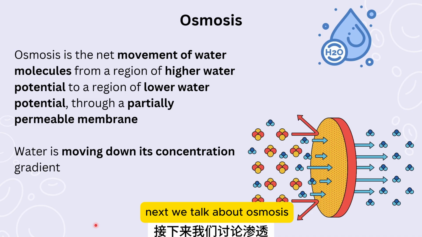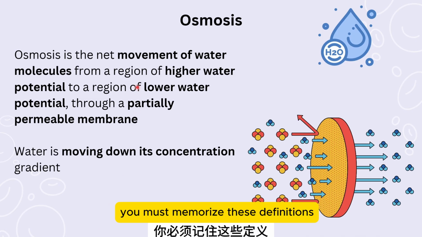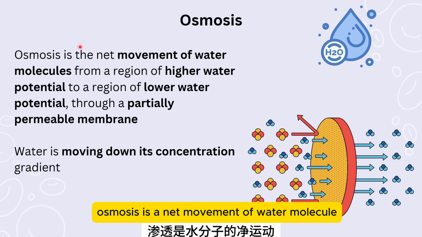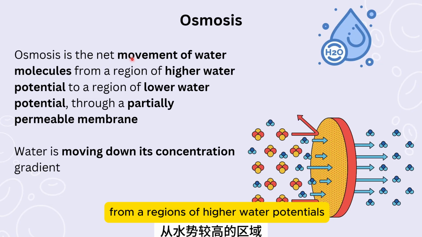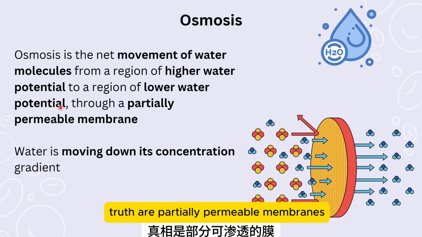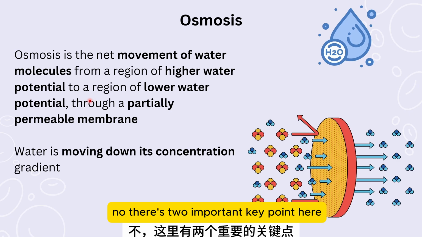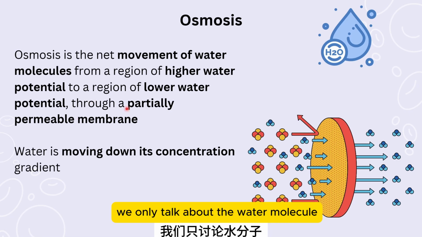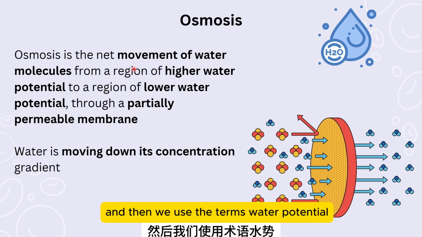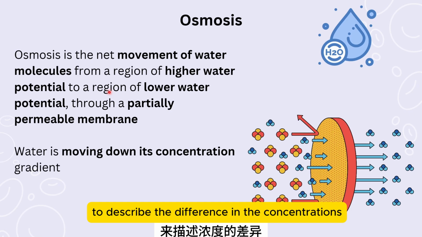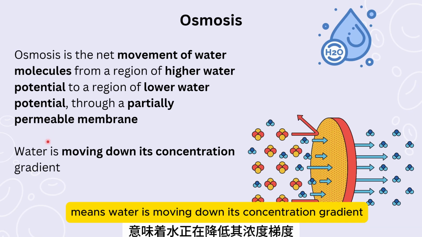Next, we talk about osmosis. You must memorize these definitions. Osmosis is the net movement of water molecules from a region of higher water potential to a region of lower water potential through a partially permeable membrane. Note there are two important key points here. We only talk about the water molecules, and we use the term water potential to describe the difference in concentration. It means water is moving down its concentration gradient.